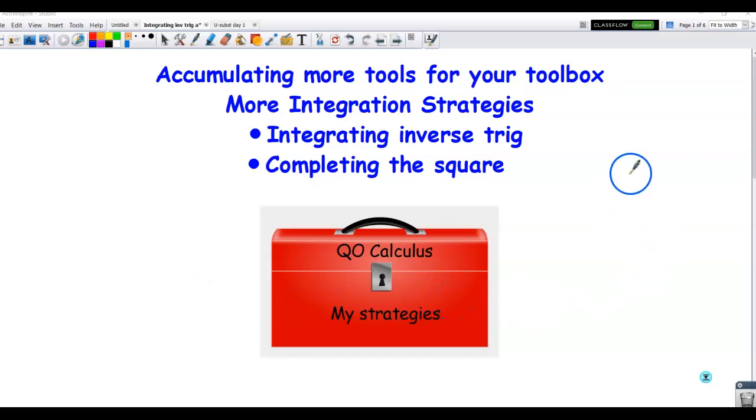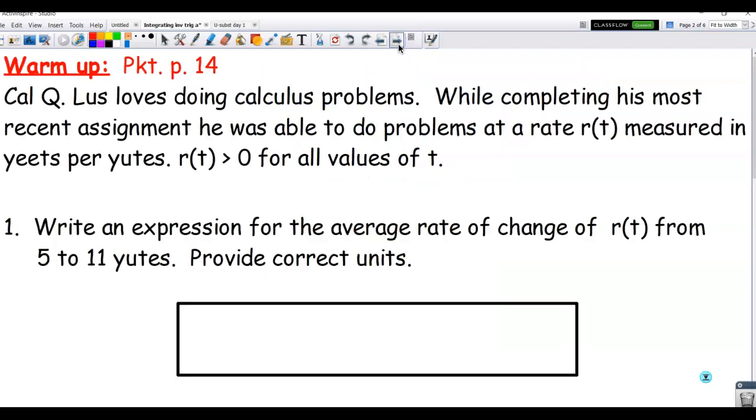In this video, as you can see, we are going to take a look at accumulating more tools for your toolbox. Particularly, we're going to add integration strategies to the toolbox, and in this video, we're going to focus on integrating inverse trig functions as well as a strategy of completing the square. So let's take a look, and we're going to begin with a warm-up.